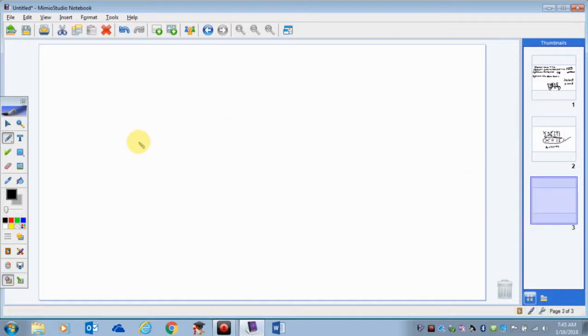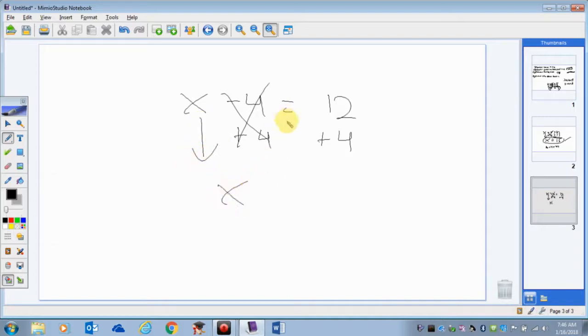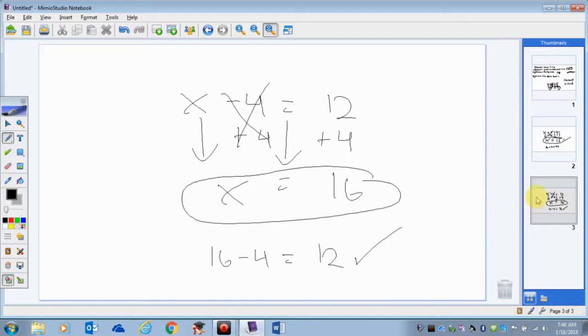Going to work on another one. I'm going to show you that you can do this with subtraction. You can also do it with multiplication. You can also do it with division. If I have subtraction, x minus 4 equals 12, it's the same thing. Got to do the opposite. The opposite of minus 4 is going to be plus 4. Got to do this over here too. These two cancel out. Bring the x down. Bring the equal sign down. 12 plus 4 is 16. So is 16 minus 4 equal to 12? Yes, it is. So my answer is x equals 16.